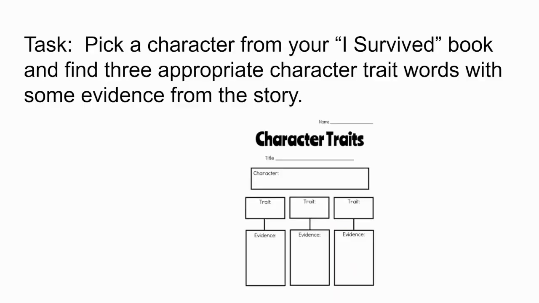Now that we've practiced with our mentor text, we would like you to practice. Be able to find this graphic organizer in your stapled papers that we sent home with you. We would like you to pick a character from your I Survive book, your book club book, and find 3 appropriate character trait words with evidence from the story to prove it. So have fun with that task and make sure that you take a picture of this graphic organizer after you fill it out and insert it into the document that your teachers are able to check.